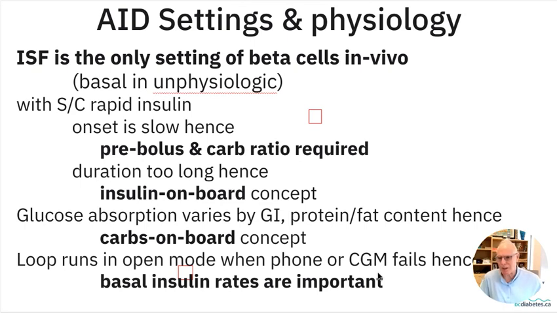And finally, because Loop may occasionally run in open mode when the phone or the CGM fails, and the pod will just continue to give whatever it's programmed to give basally, it is important to get basal insulin rates nailed down.